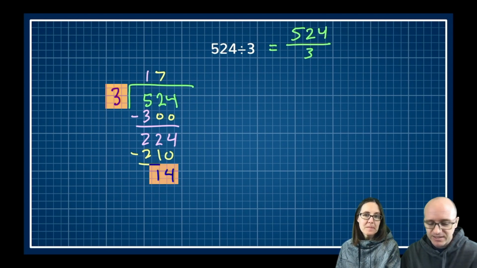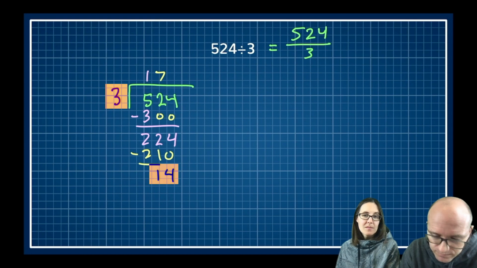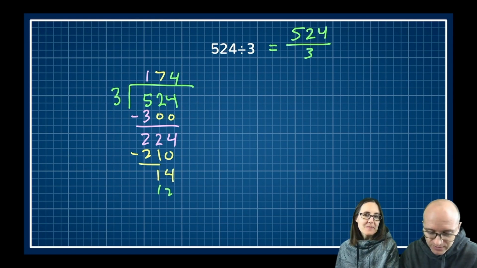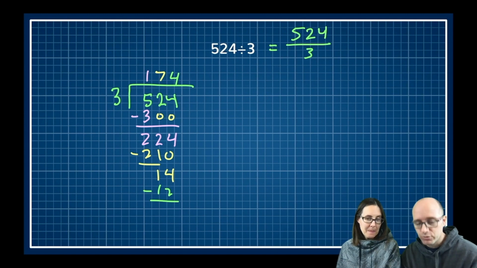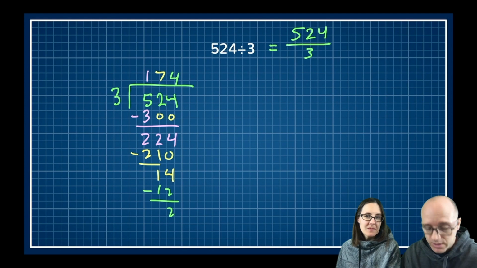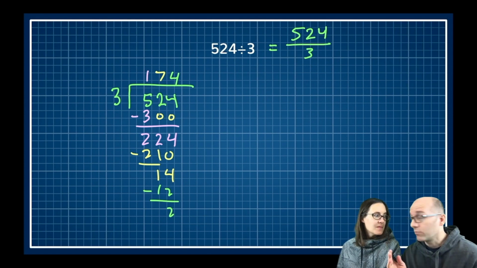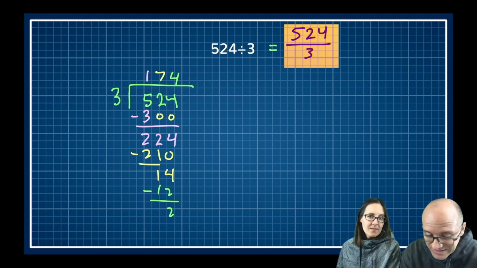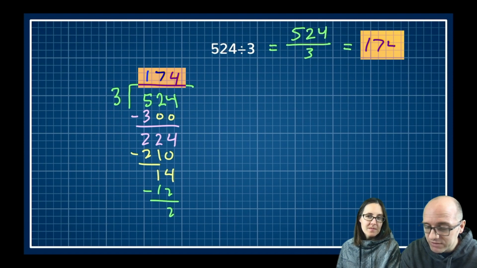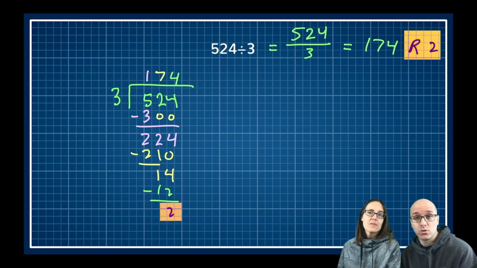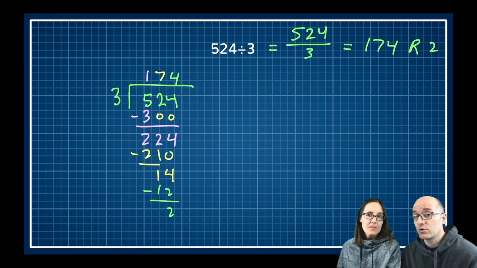How many times does 3 go into 14? 4. Yep, 3 times 4 is 12. Okay, and then the leftovers, the remainder portion, 14 minus 12 is 2. So, looks like we've got 2 left over, and there's nothing else to bring down. So when we do 524 divided by 3, that is equal to 174 with a remainder of 2. So 2 parts left over.